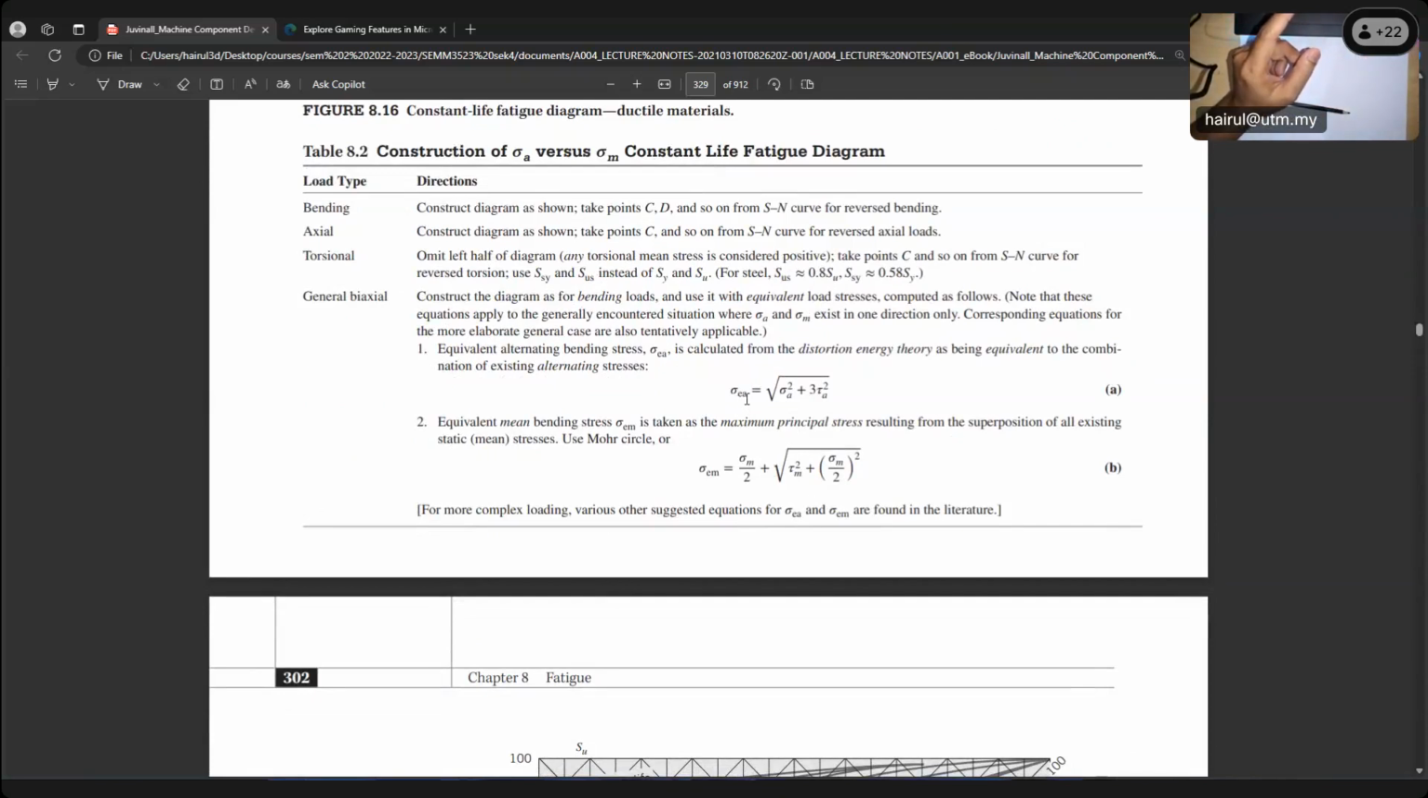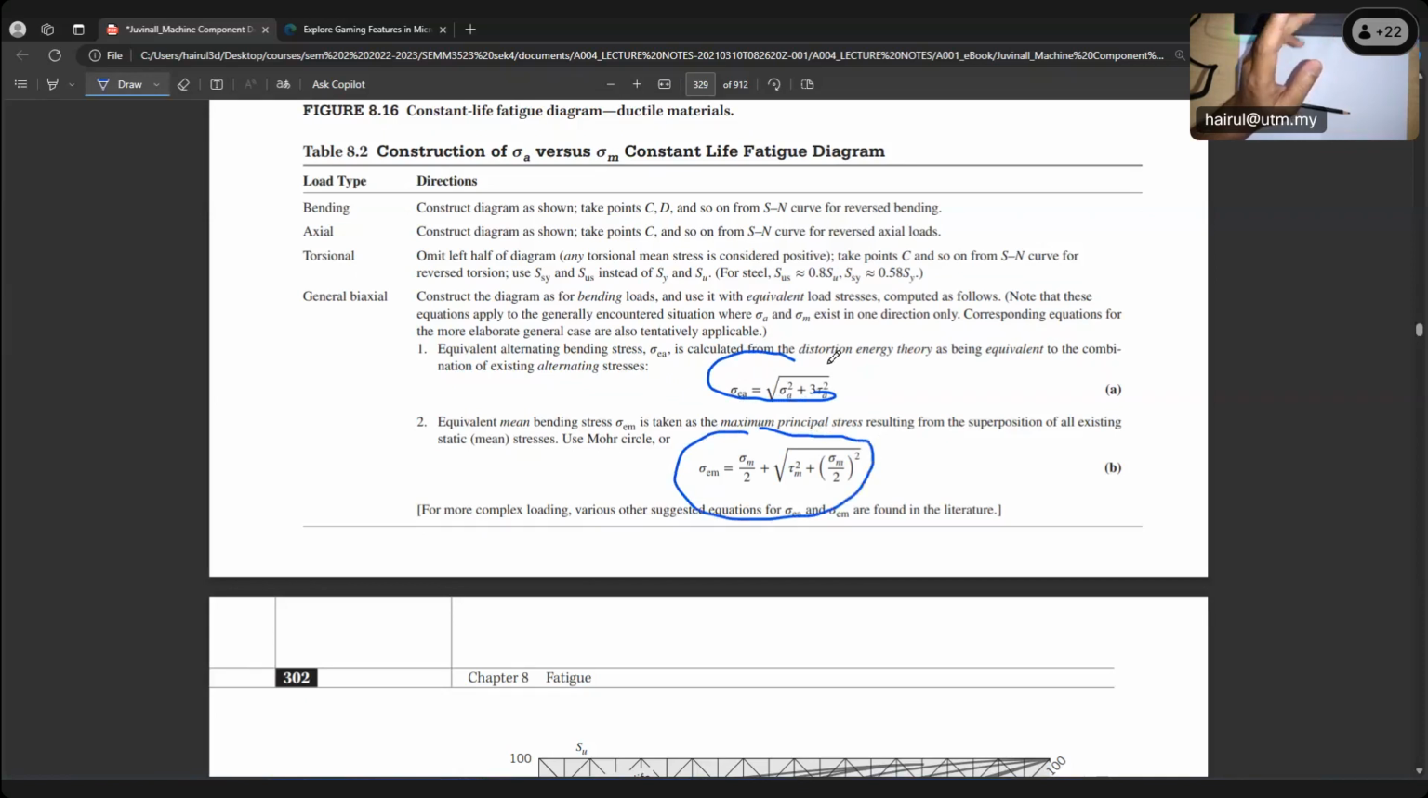We need to find the sigma E alternate, and we need to find the sigma E mean. We are using von Mises. This is actually extracted from von Mises, because we have alternate and we have mean, so that's how they put things here. Sigma E alternate is a square root. This is a question you must take note of. These two are very important: you must find sigma EA and sigma EM.